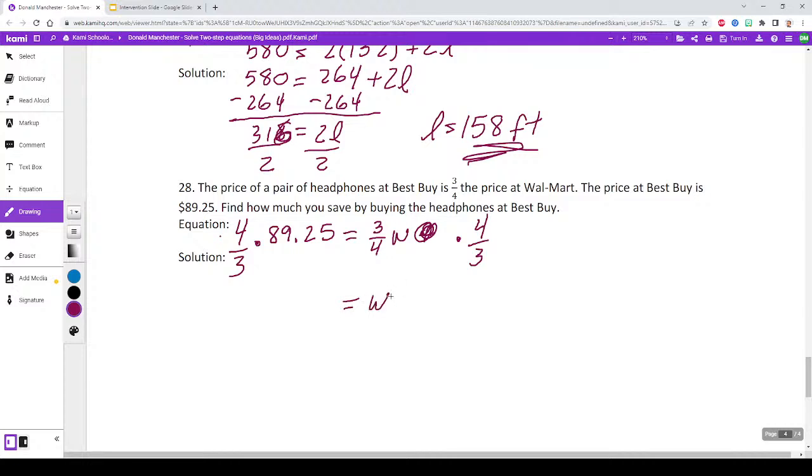So we're going to multiply by the reciprocal here. This is not the way I wanted to do it, but this is the way I'm going to have to do it because, like I said, I've got people coming in.